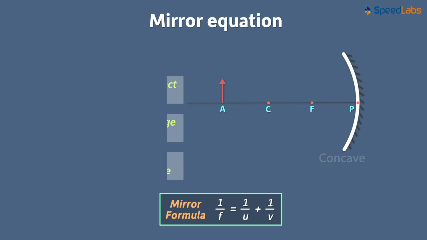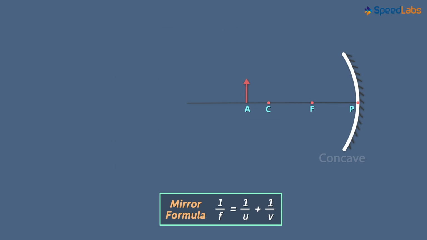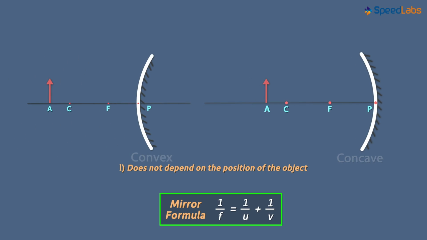What if instead of this, I had placed an object somewhere else? It wouldn't change our formula. The equation does not depend on the object's position from the mirror. It is the same for any position of the object. What if instead of a concave mirror we had a convex mirror? Again, it wouldn't change our formula. Yes, this formula is true for all types of spherical mirrors, convex as well as concave mirrors.